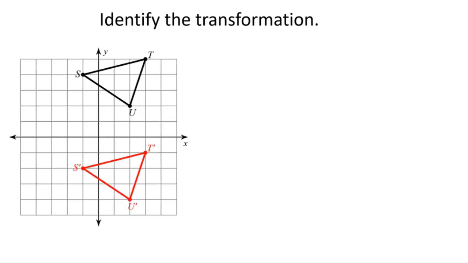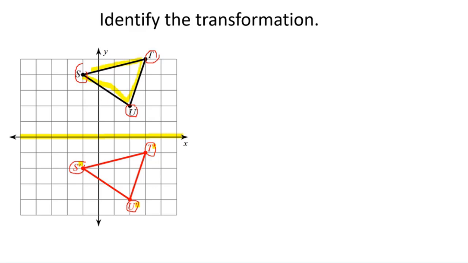Now think about this one carefully. Our pre-image is up here at the top. Our image is down here at the bottom with our prime marks. Now, you might be tempted to say that this is a reflection over the x-axis because it looks like we've moved over that x-axis. But what you need to pay attention to is that our letters are in exactly the same spots on our new image as our pre-image. They have not been flipped over.